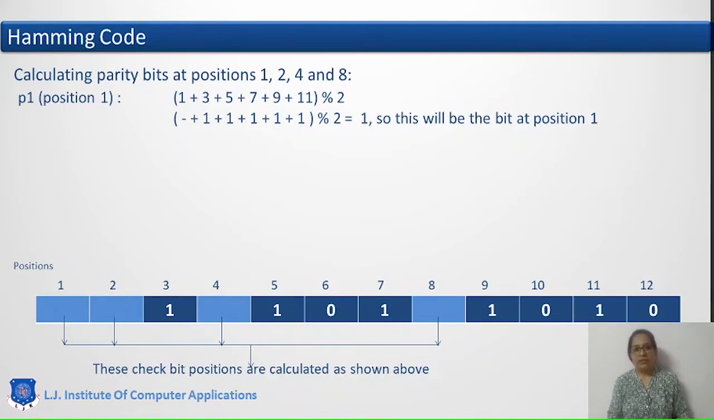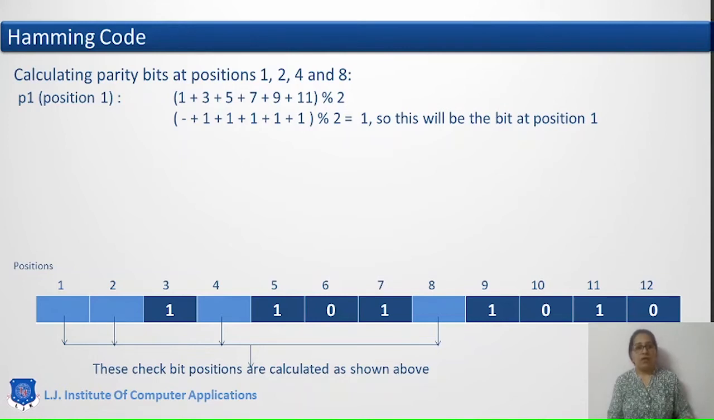Now how to remember these positions? For position 1, start with 1, leave 1 position. So take 1, leave 2 and take the third position. Leave the fourth one and take the fifth position. We will do it up to the number of bits in our message. That is, we have a 12-bit message. So we have taken 1, 3, 5, 7, 9 and 11.